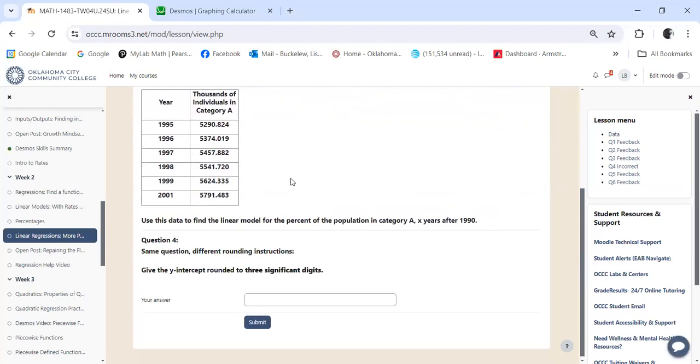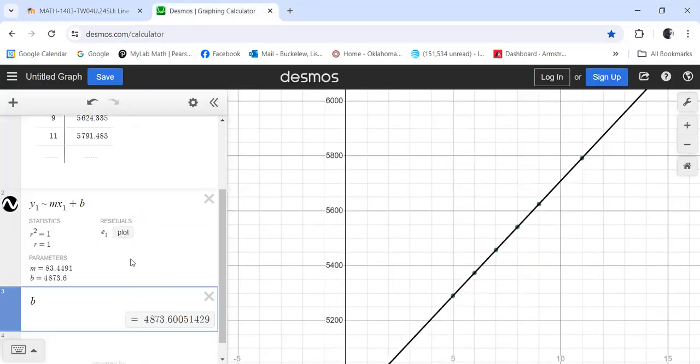Okay, so here's our data. Use this data to find the linear model. Same, we've already done that. Same question with different rounding instructions. So the y-intercept rounded to 3 significant digits. All right. This is a little tricky because if you look at it, 3 significant digits doesn't even get you down to the ones place. The first significant digit is a 4, and then 8 and 7. So the 4 and the 8 and the 7 are 3 significant digits.